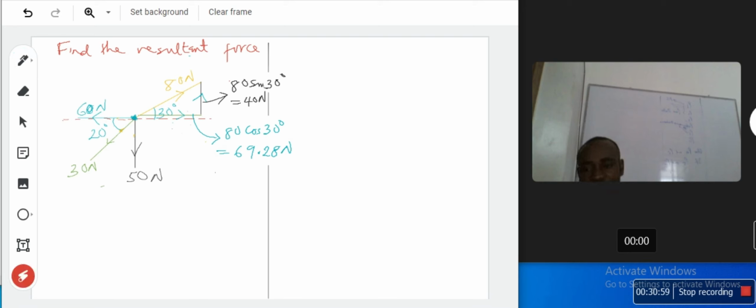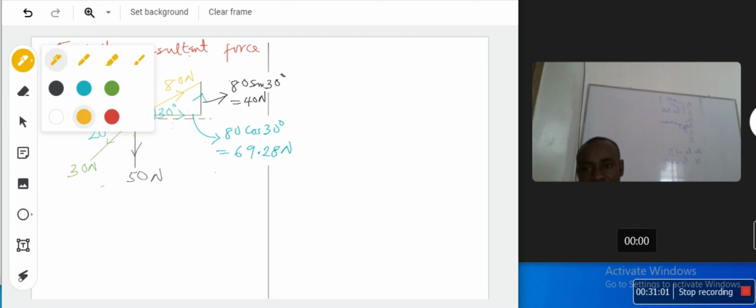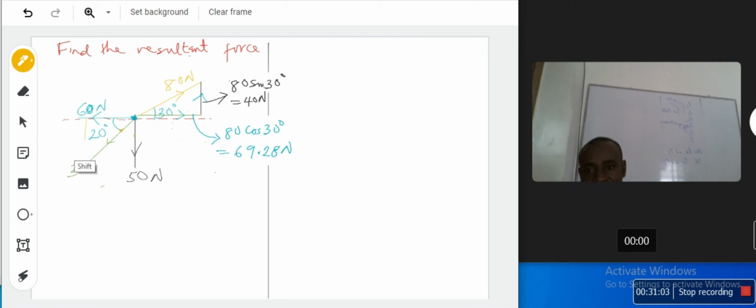The 30 Newton force, right? Let me just draw the components. For the 30 Newton force, I have this. It has to go like this, and the other one has to go this way, isn't it?